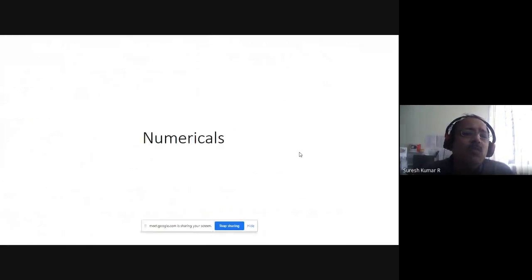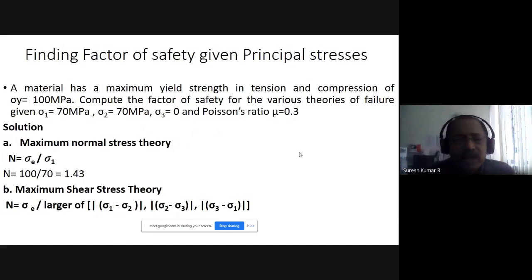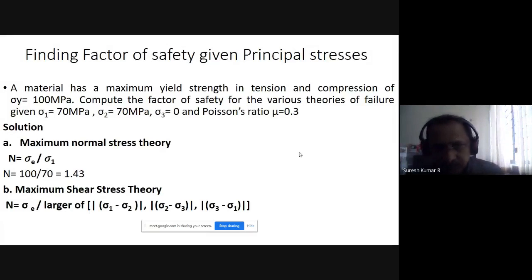Now how do we apply that? Let me take one or two numericals and apply it and see how MATLAB is of use here. Now let us consider one example here.